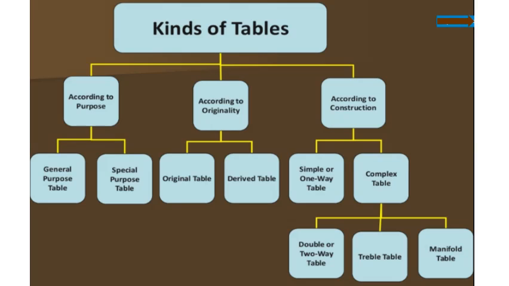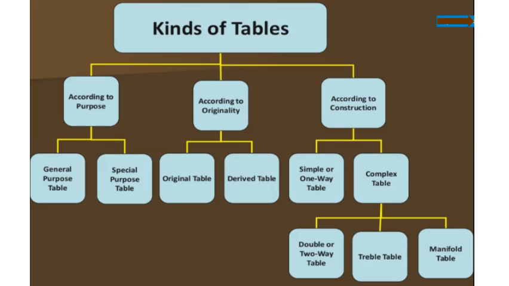Second, the special purpose table. When a table is constructed for a special purpose, like I showed you the literacy rate, only literacy rate. When we prepared that table of literacy rate, that is for a special purpose, literacy rate only. That is a special purpose table, because the special purpose here is to compare the literacy rate.